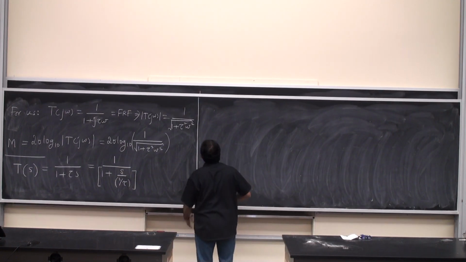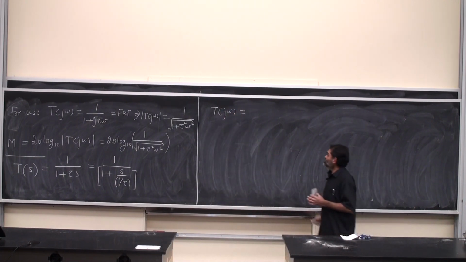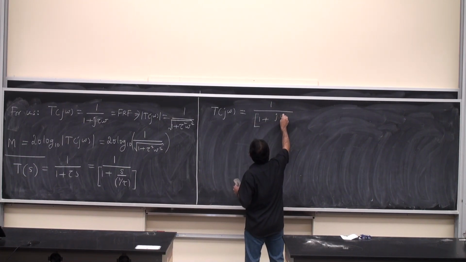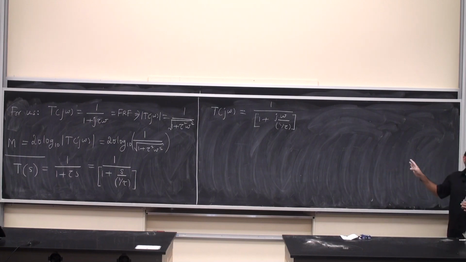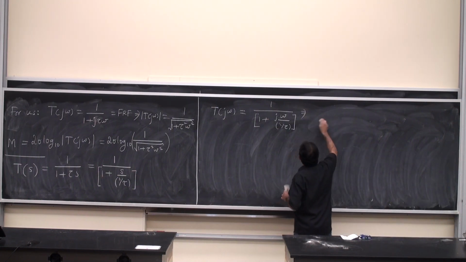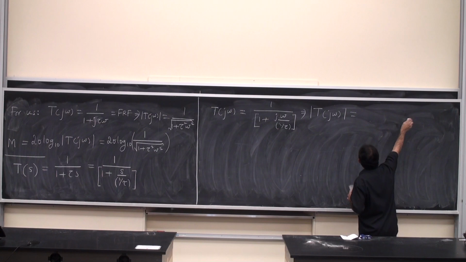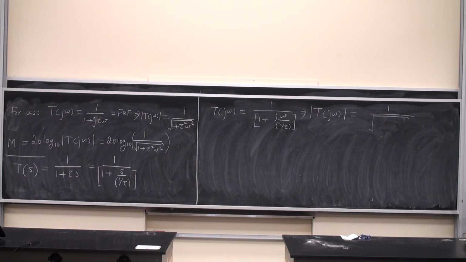Then we write T of j omega by substituting S is equal to j omega. So this is now 1 by 1 plus j omega by 1 by tau. I won't be writing any of these steps from the next time. Okay, so this is the only time I'm going to go through the details. Then we take the magnitude. Magnitude of the numerator is 1, magnitude of the denominator is the sum of the squares of the real and the imaginary part, square root of that.